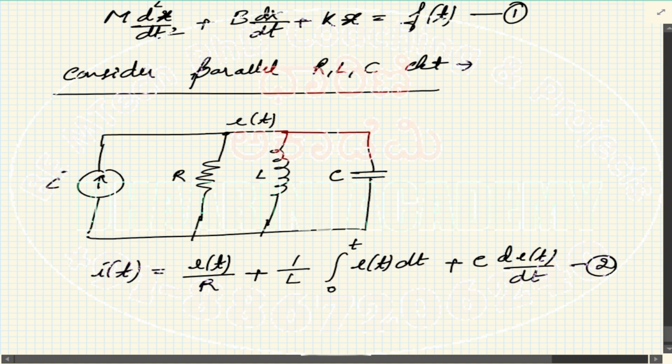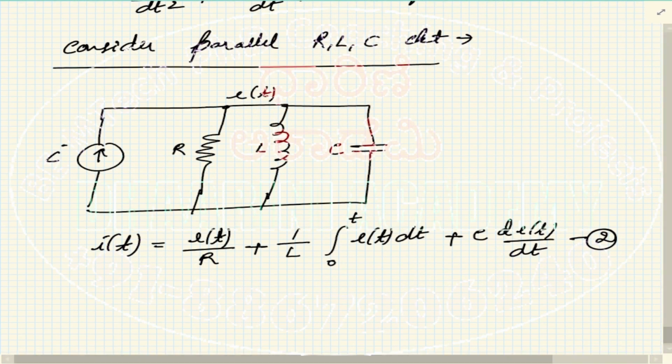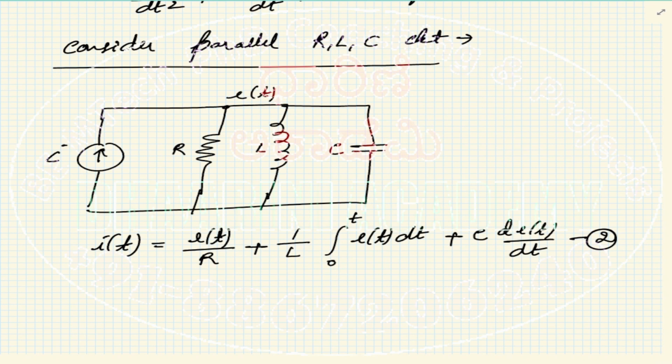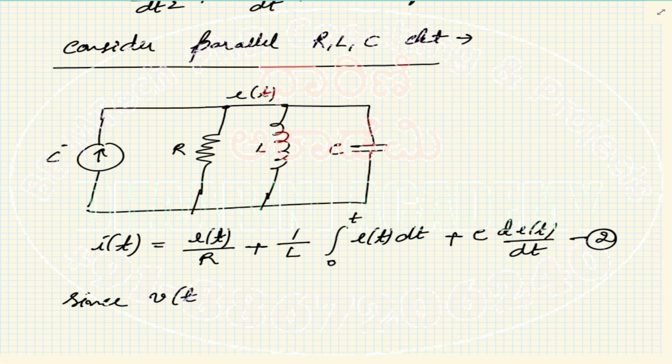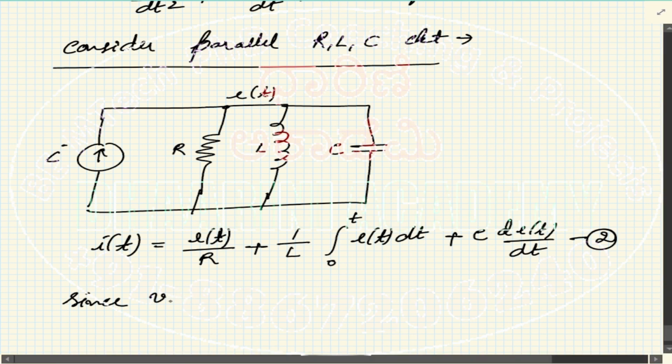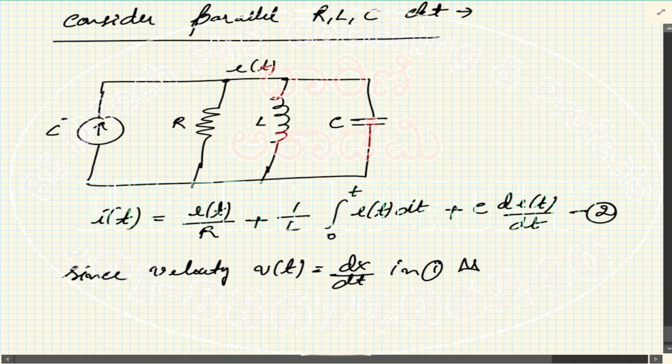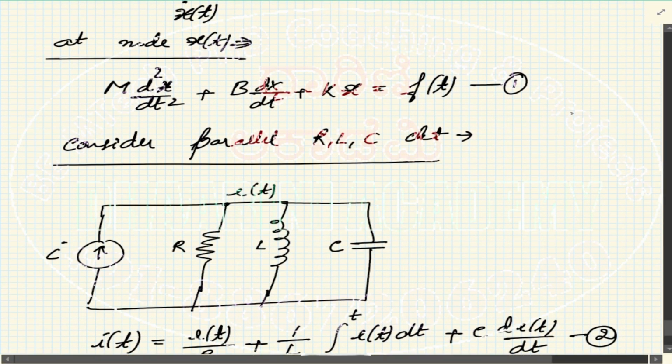Okay, so why do I write this? You understood, right? Because they cannot be compared, that's all. So now, since velocity v of t is equal to dx by dt in equation number 1, I am going to make this change. So this implies, now let's see what happens. Wherever I see dx by dt, I write v of t.